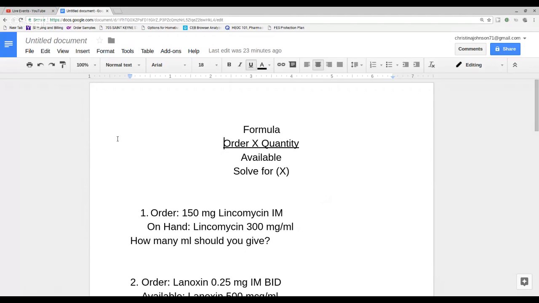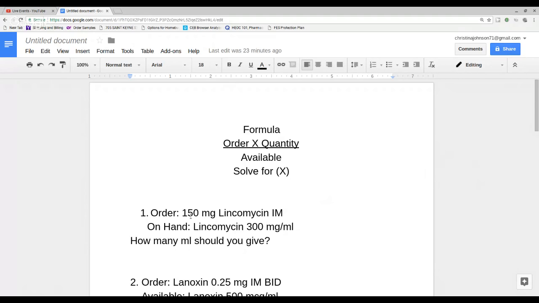And also 1 cc is also 1 milliliter. They are interchangeable. They are the same thing. So 1 cc is 1 milliliter, which equals 100 units. So if you're talking about insulin, you will be referring to that as units. Anything else is going to be either cc or milliliters, okay? So let's start with the first problem.